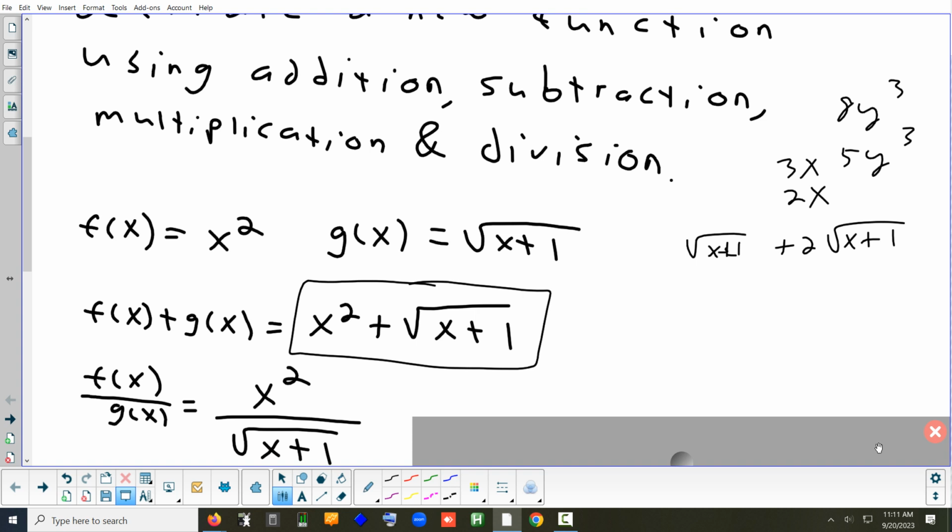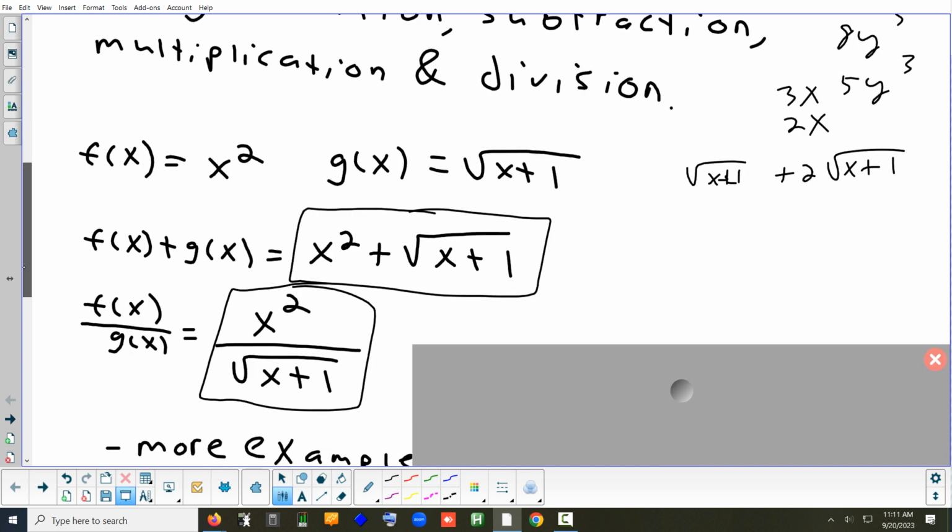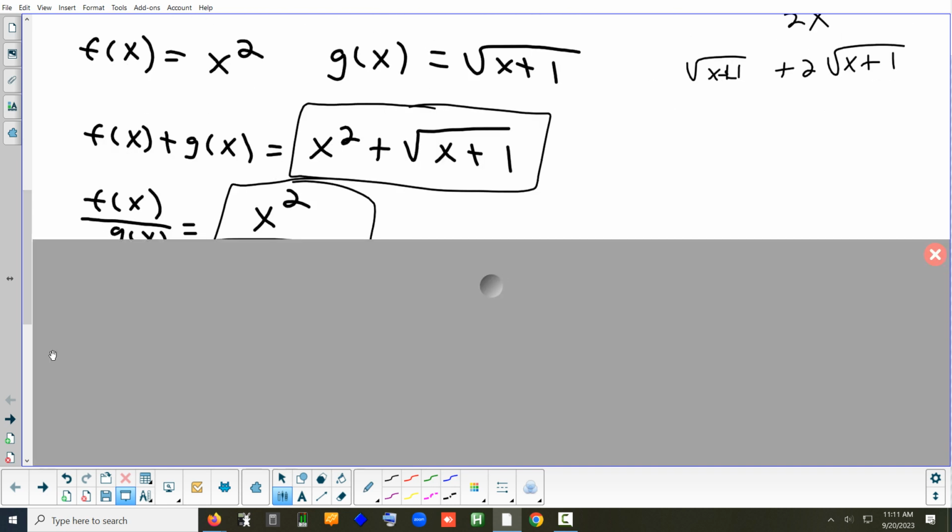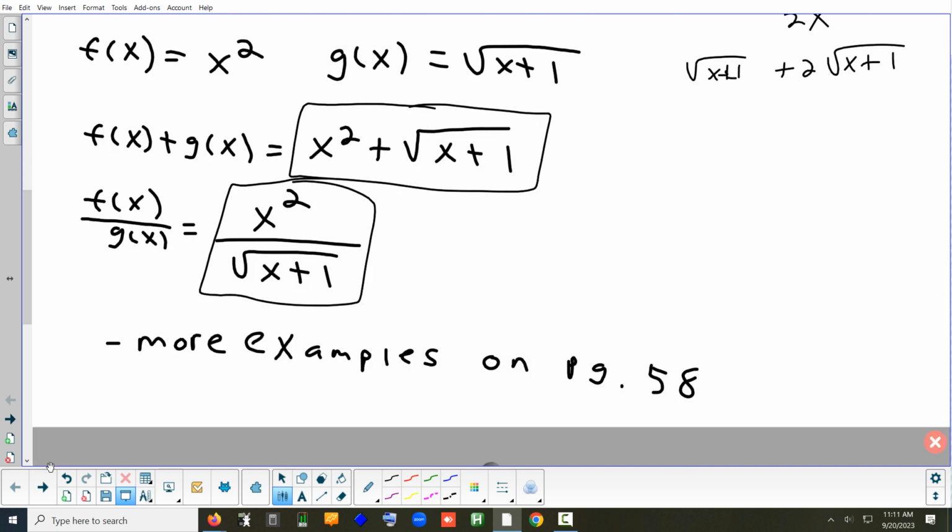I'm not worried that we have the square root in the bottom. I know we're not supposed to leave it there. But it's not really what we're getting at with this section. So it's okay. So any questions how we created these two new functions from the two original ones we had? That's combining with addition and division. Okay, and there's more examples on page 58 if you look at the PDF.